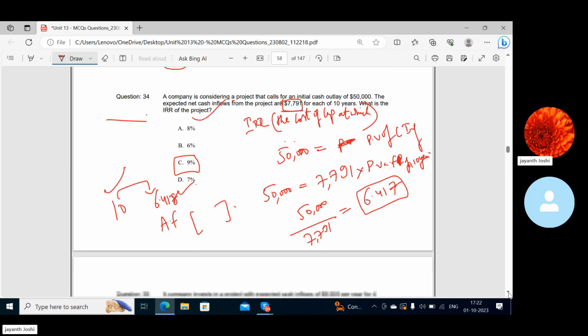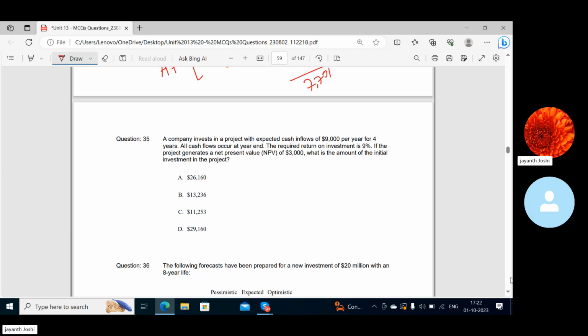Just a minute. 35th question. So a company invests in a project with expected cash inflows of 9,000 per year for 4 years. All cash flows occur at the end of the year. Required rate of return is 9%. If the project generates an NPV of 3,000, what's the amount of initial investment in the project? So you have to find out the initial investment, right?